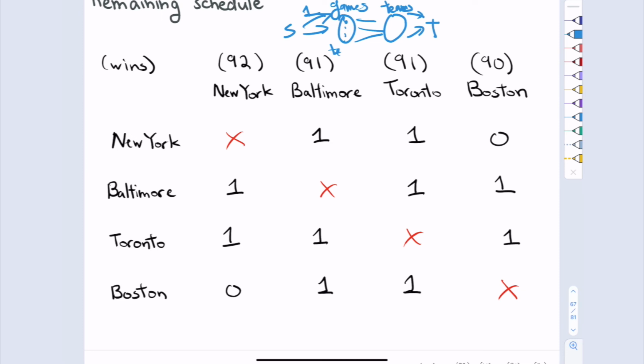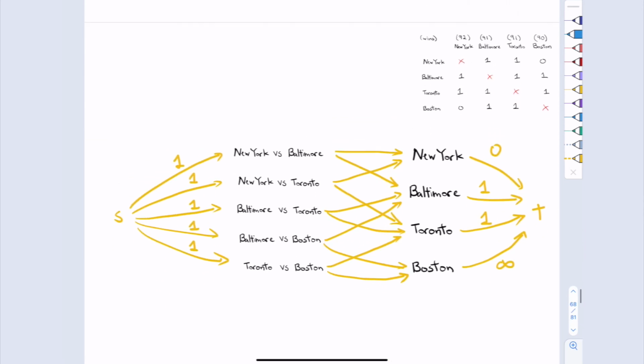Okay, so here then is what the full construction is going to look like. This is essentially a bipartite graph with your source and sink added. On the left, I have one entry for every game, and the source vertex has 1 because there's only one win to give out for every game. And so I've drawn an edge, for example, from the New York versus Baltimore game to New York or Baltimore. Either one can win.